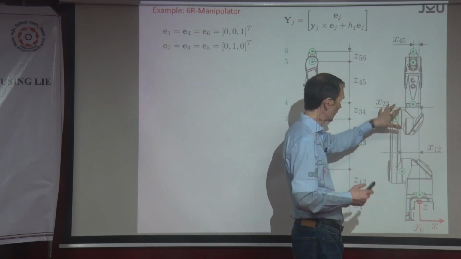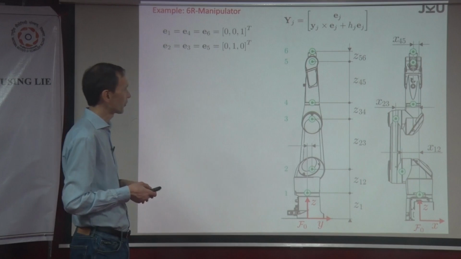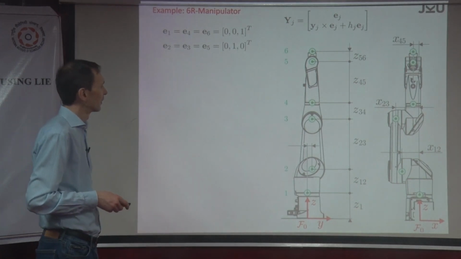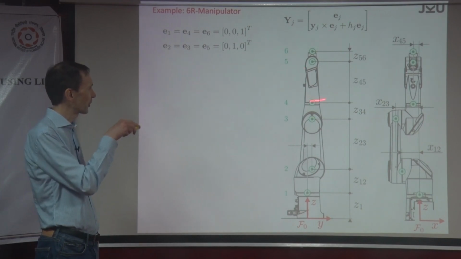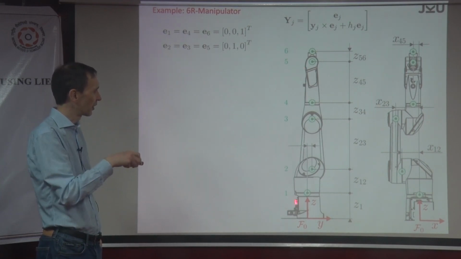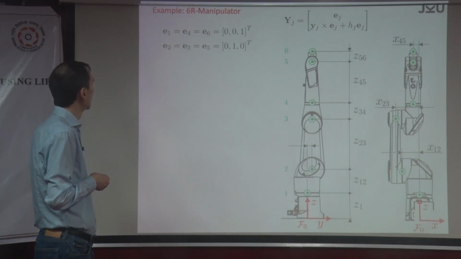Whereas the first three are essentially there to position the wrist. I mean, most of the robots are built like this. They call them wrist partitioned robots, in the sense that you have a wrist here that does the orientation, and then the first three are essentially there to make the positions.